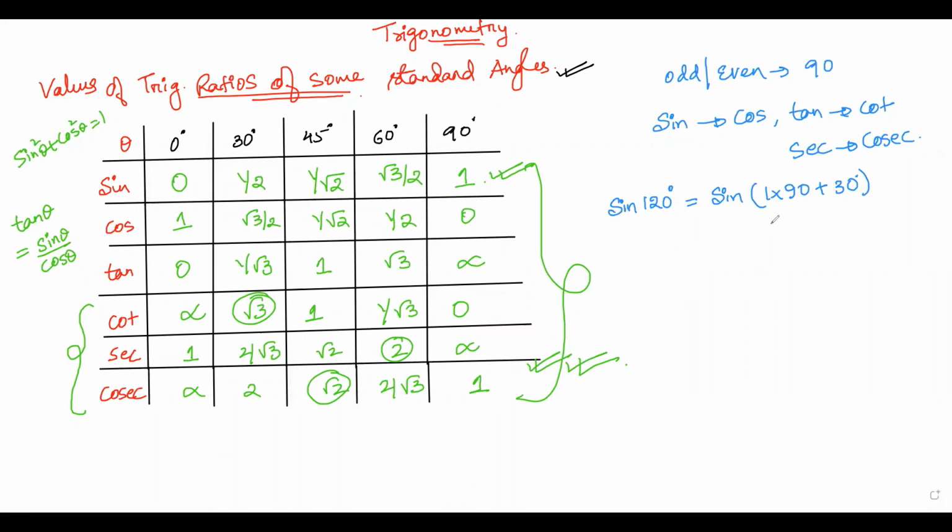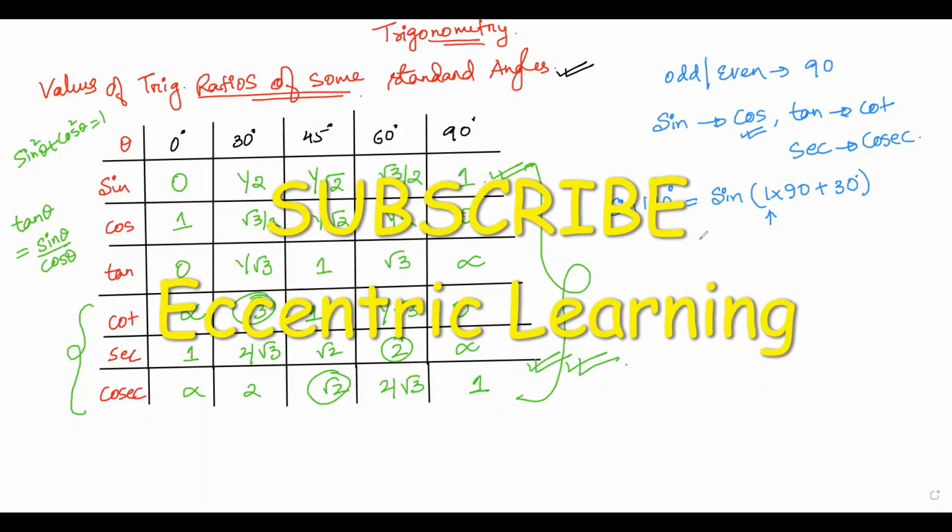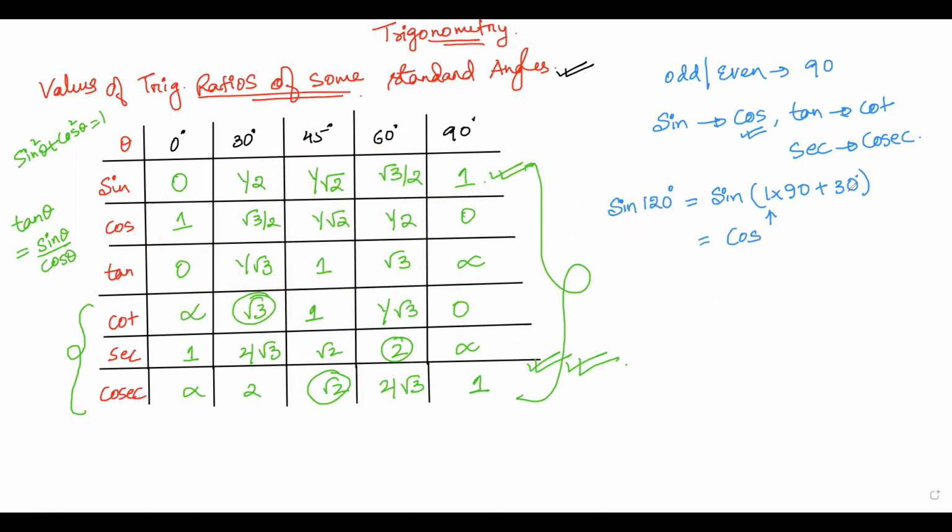Now, since this is an odd multiple of 90, sine would be changed to cos. So this would be cos, and we'll be putting the angle here. So this would be cos 30. And by using the sign of trigonometric ratios, we know 120 degrees lies in the second quadrant, and sine of any angle that lies in the second quadrant is positive. So we'll keep it as positive. So the value of sine 120 degrees would be the same as cos 30, and from this table we know cos 30 is root 3 by 2. So this would be root 3 by 2.